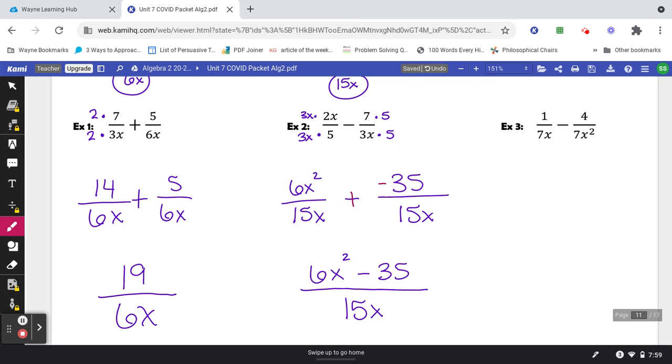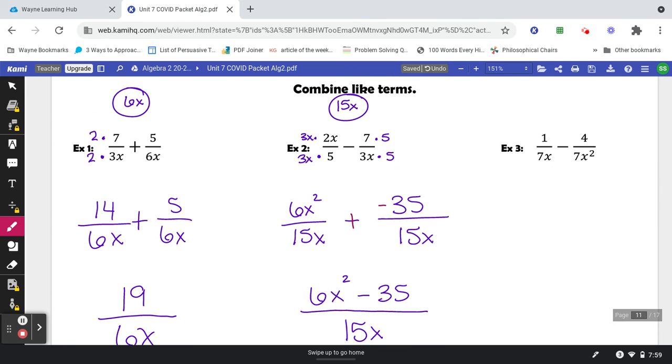All right, problem number 3. 7x compared to 7x squared. These are almost common denominators. I'm going to make my common denominator 7x squared. You can make x's larger, but you can't make them smaller. So I'm going to multiply this one by an x. What am I missing to get it to 7x squared? I'm missing an x. And that leaves me 7x squared. 1 times x is just x. 7x squared is already good on the right-hand side.